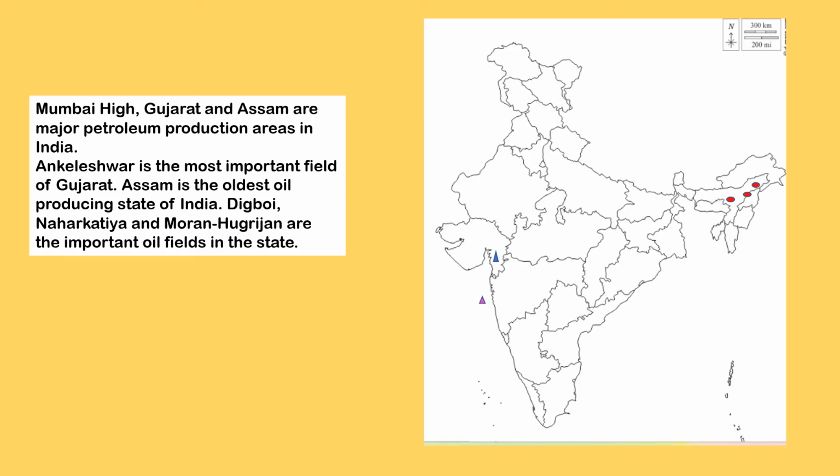Assam is the oldest oil producing state. Digboy, Naharkatia, I don't know whether the pronunciation is right, apologies if it is wrong, and the Moran region are the important oil fields in the state. As I have marked, practice, children.